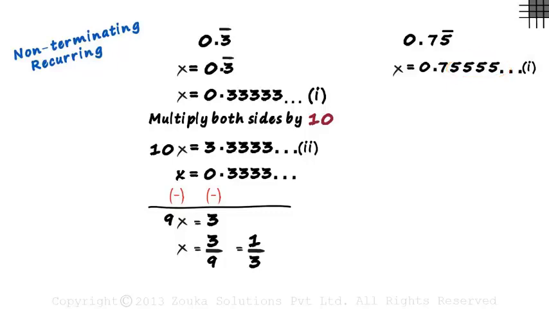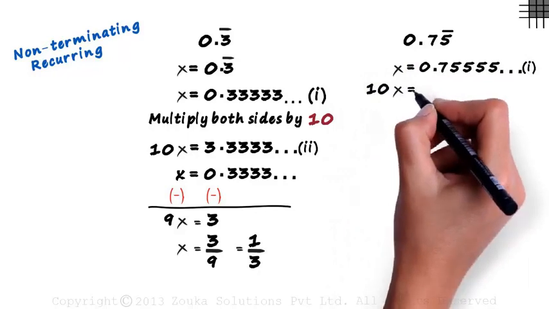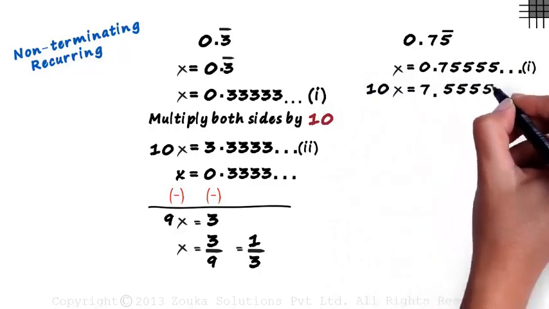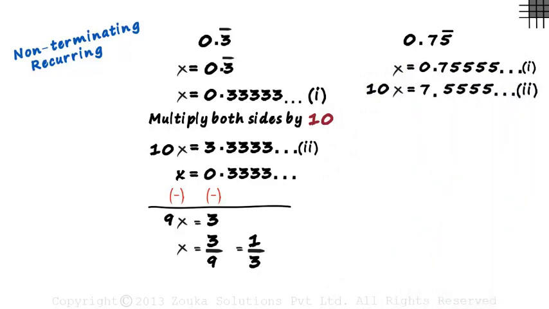This one's interesting. Let's multiply both sides of the first equation by 10. That gives us 10x equals 7.5555 and so on. Let this be our second equation. Now tax your brain a little. If we subtract this from this, will we eliminate 555 and so on?